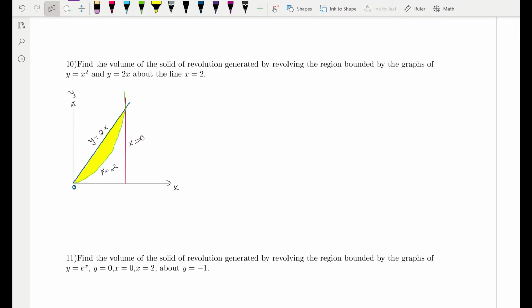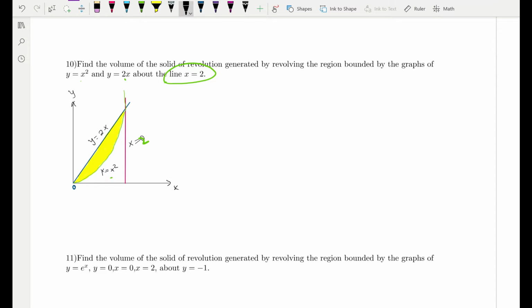So now in this video we are going to rotate the regions around a vertical line. For instance, here the question says you have x squared and 2x. Now you rotate stuff around the line x is equal to 2. Okay, so x is equal to 2 is a vertical line. That's kind of similar to rotating stuff around the y-axis, because the y-axis is vertical, right?